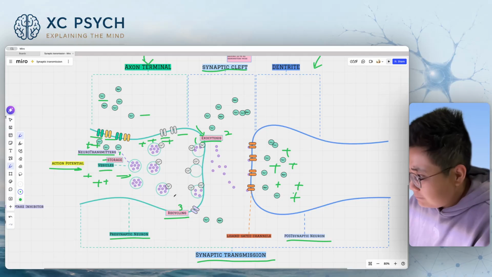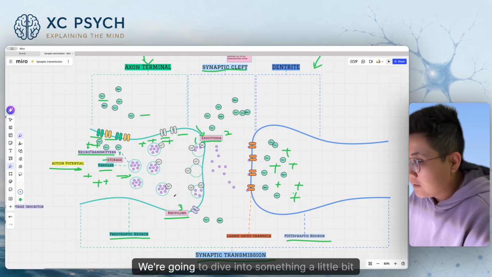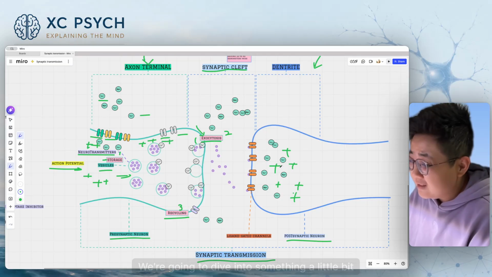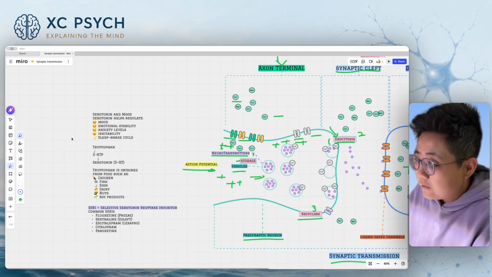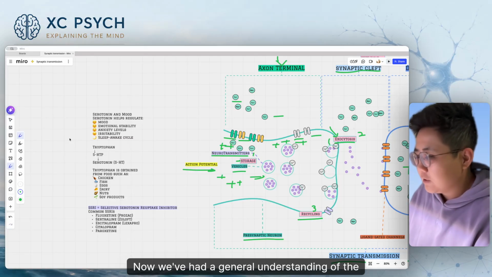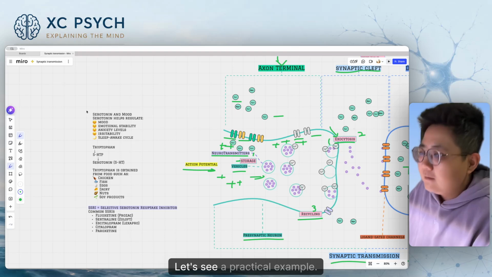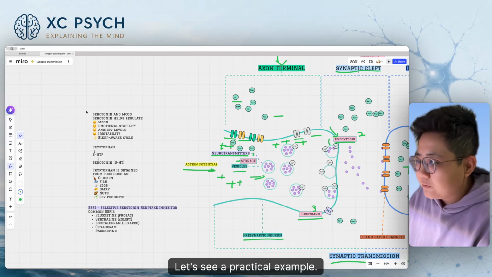And now, buckle your belt, hold on tight. We're going to dive into something a little bit deeper. So now we've had a general understanding of the communication process between neurons. Let's see a practical example.